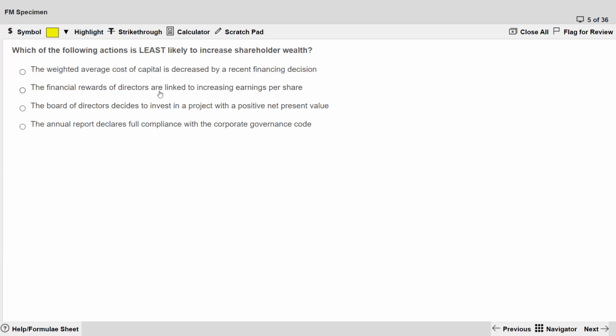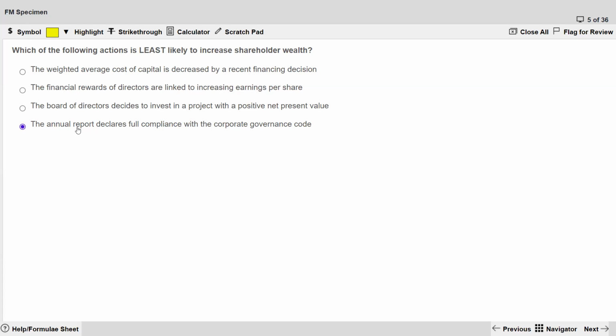Financial rewards of the directors are linked to increasing earnings per share. So obviously the directors would try to earn more rewards. The board of directors decide to invest in a project with positive NPV. The annual report: now this is one of those things that is likely to have the lowest impact on the wealth. Every other thing is going to have an impact on the wealth except for this one, the fourth one.